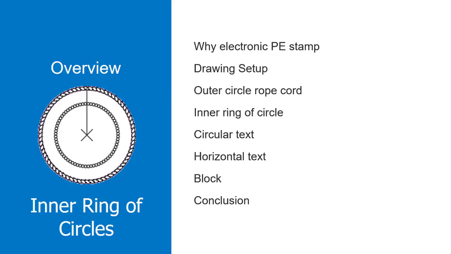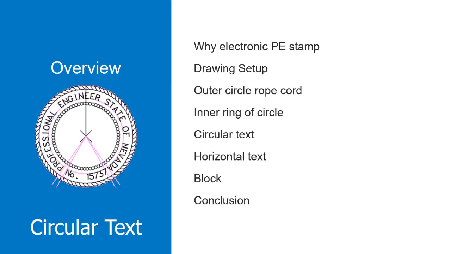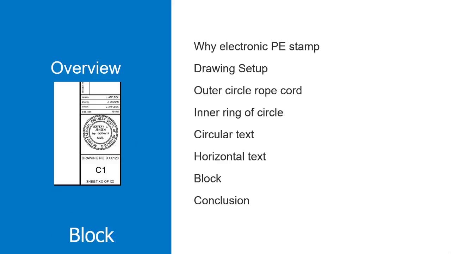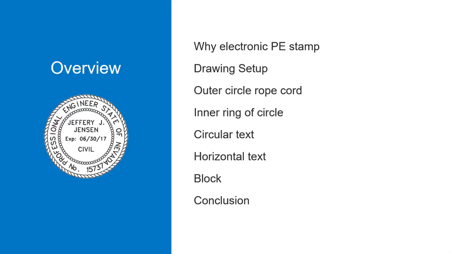Using the arc text command to create the circular text. Using the MTEXT command to create the horizontal text, such as the engineer's name. Convert the completed drawing into an AutoCAD block that can be easily inserted into a paper space layout title block or strip. And hopefully along the way, your knowledge and skills and application of AutoCAD to drafting will improve.